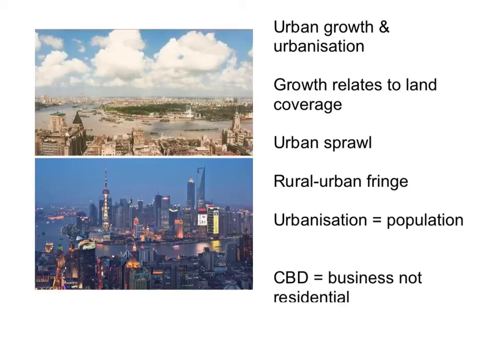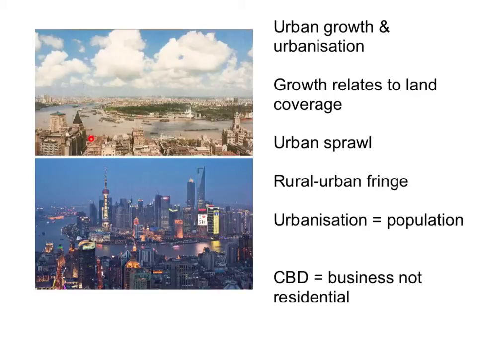So, how do these photos then show urban growth and urbanisation? Two important key terms, which sound similar but are different. Remember, urban growth is the increase in the amount of land that is covered by an urban area, which we can clearly see in this photograph. Over time, the city of Shanghai has changed. The built environment has increased in its coverage. Therefore, we can say that urban growth has occurred.